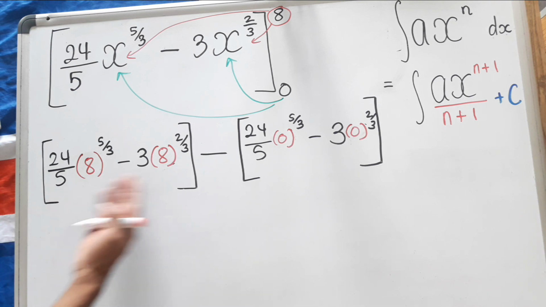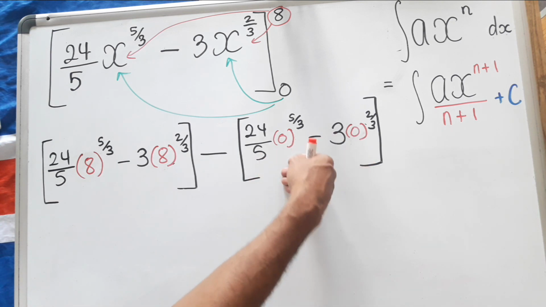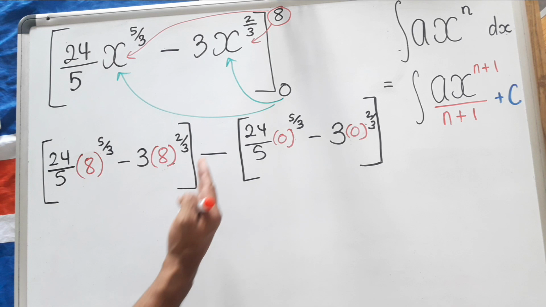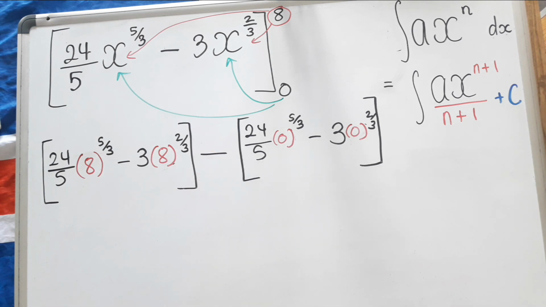All we have to do is work out this, write down our answer. Work out this, write down our answer. And then minus the two answers. So, let's see.